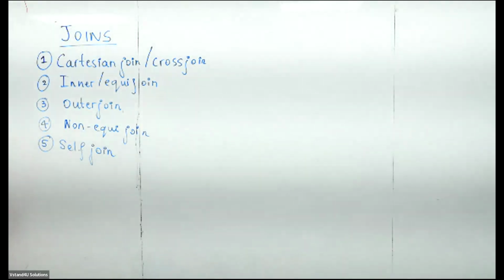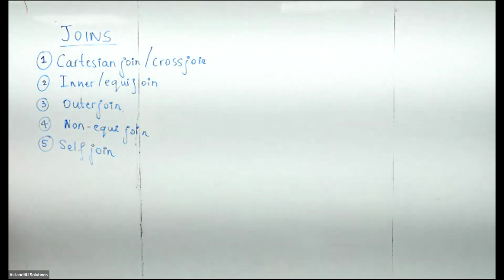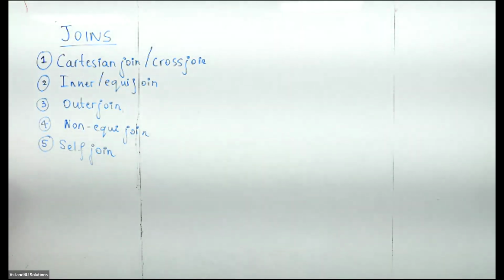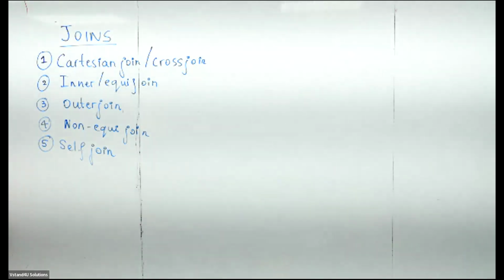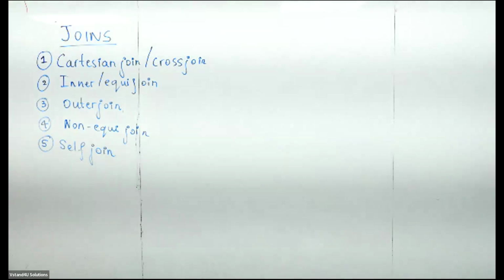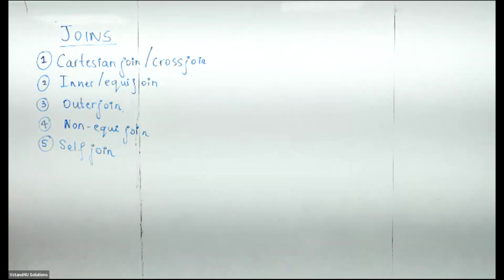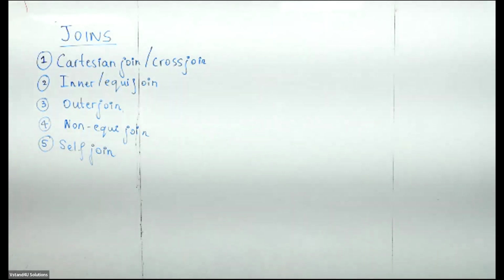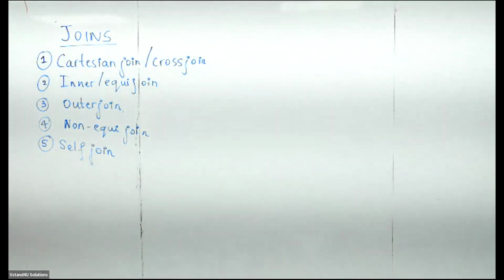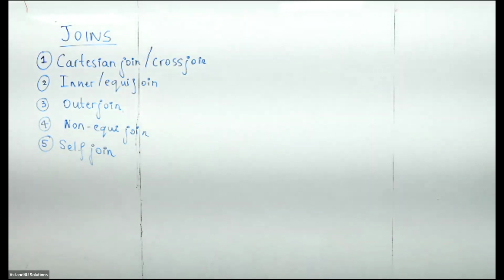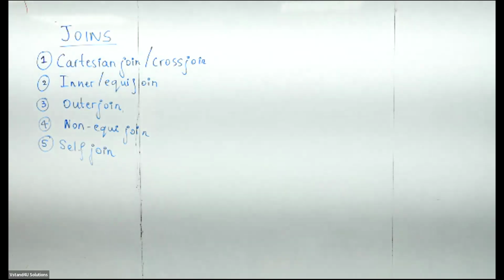Take down the first heading as Cartesian join or cross join. Take down the first point. It is the cross product of two or more tables.